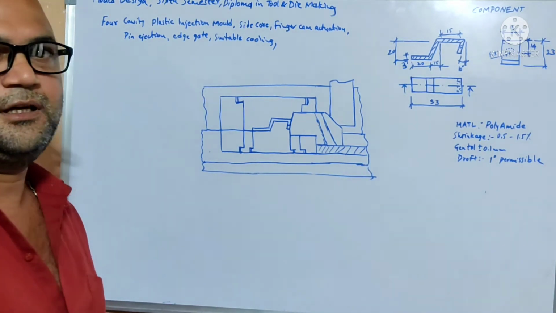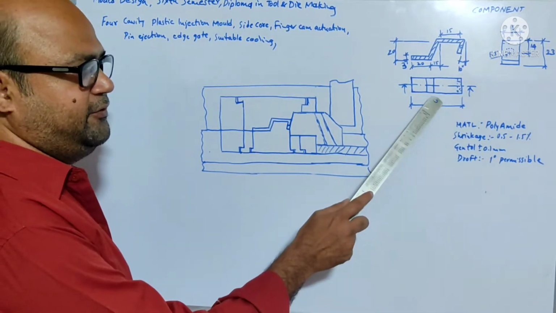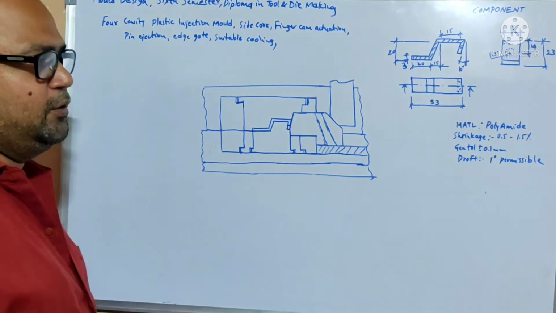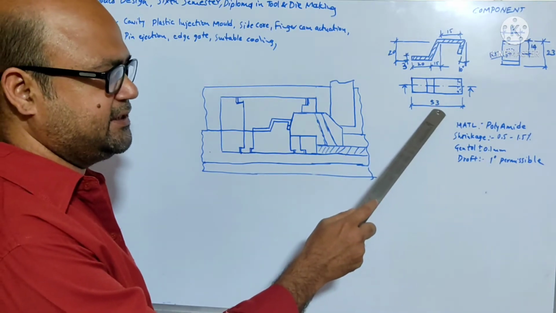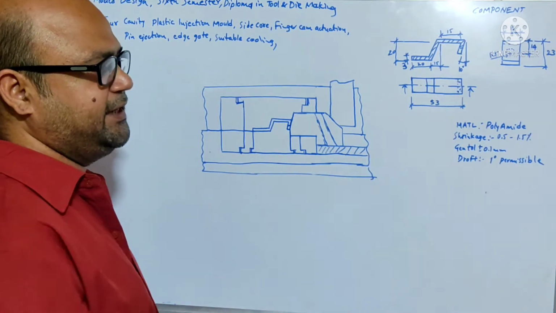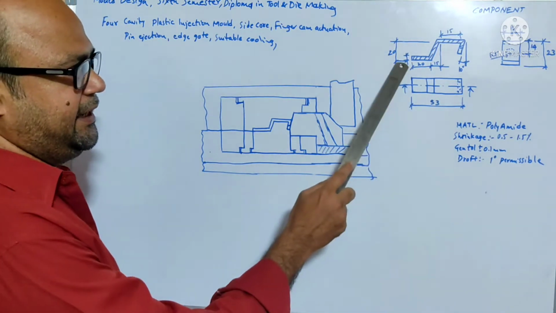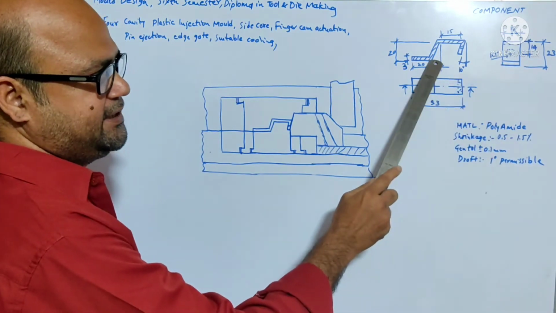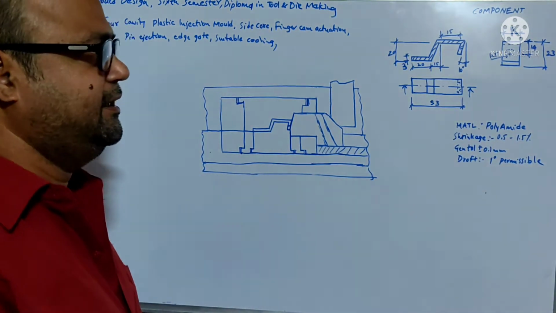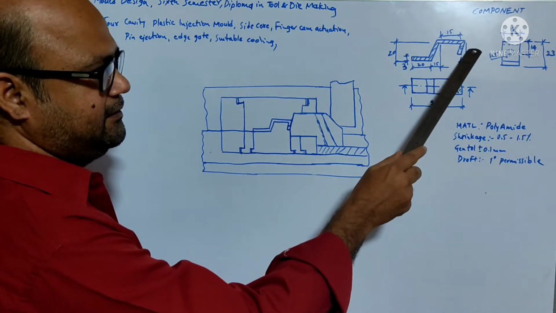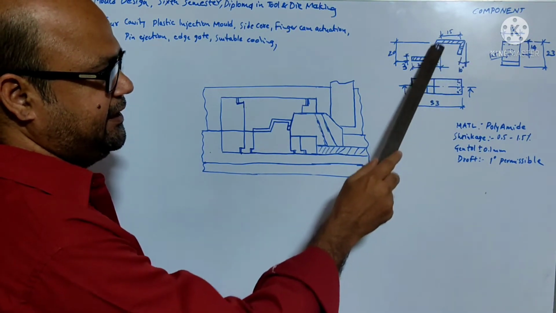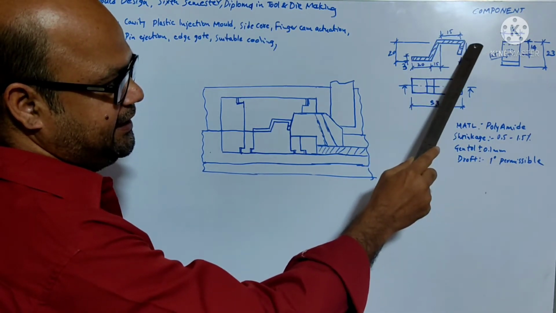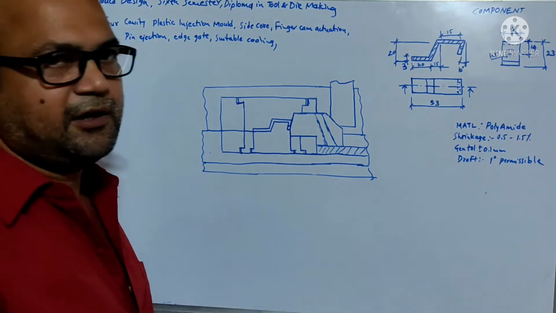Here you are observing the top view, front view, and side view of the component. Total length of the component is 53 mm, width of the component is 15 mm, and the height of the component is 23 mm. This component has a 10 degree angle on the side, and the height you are observing is 23 mm, and you are observing the angle.